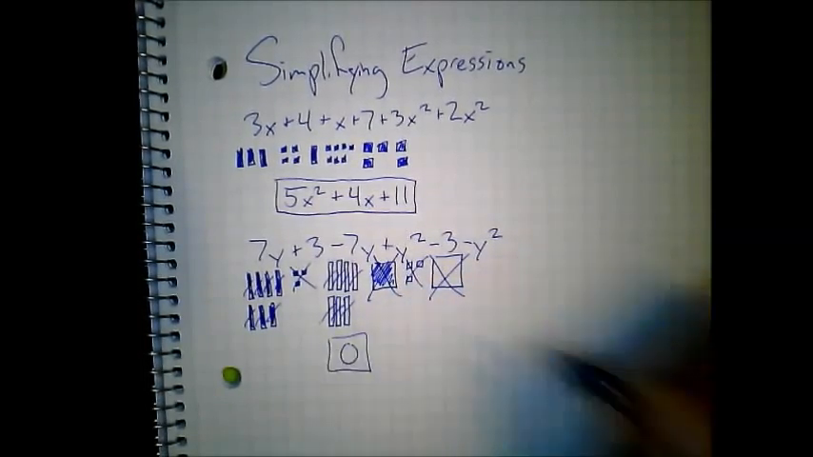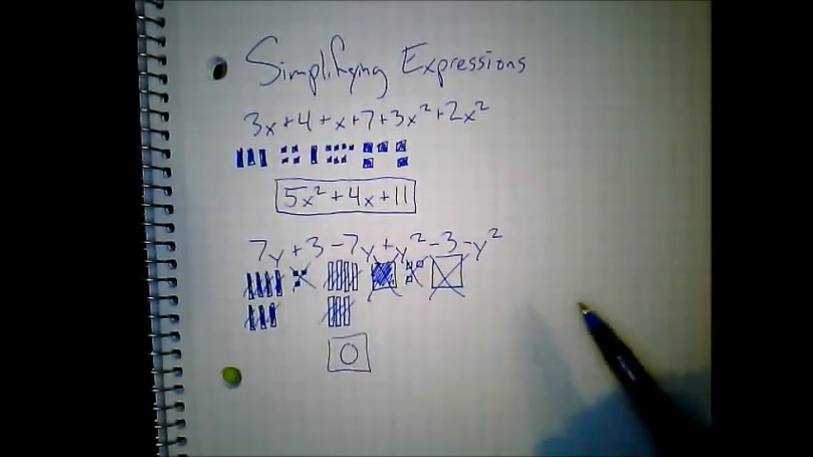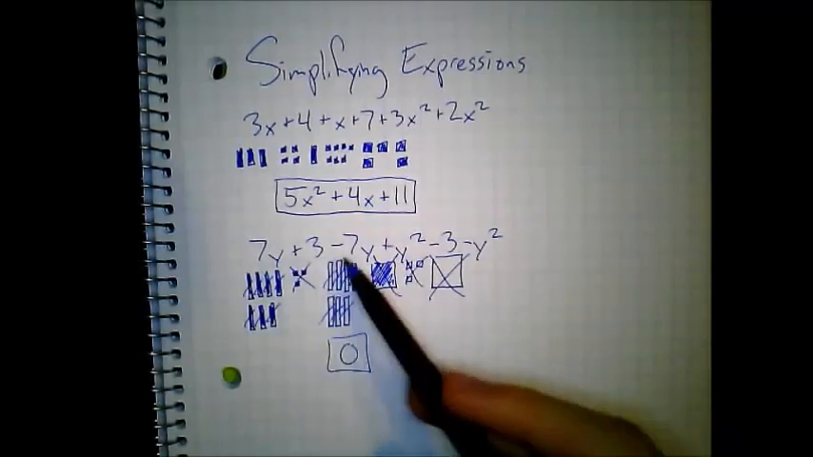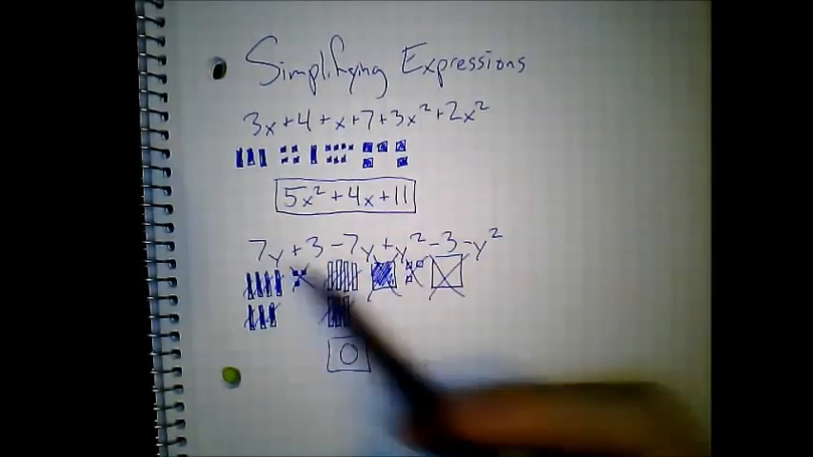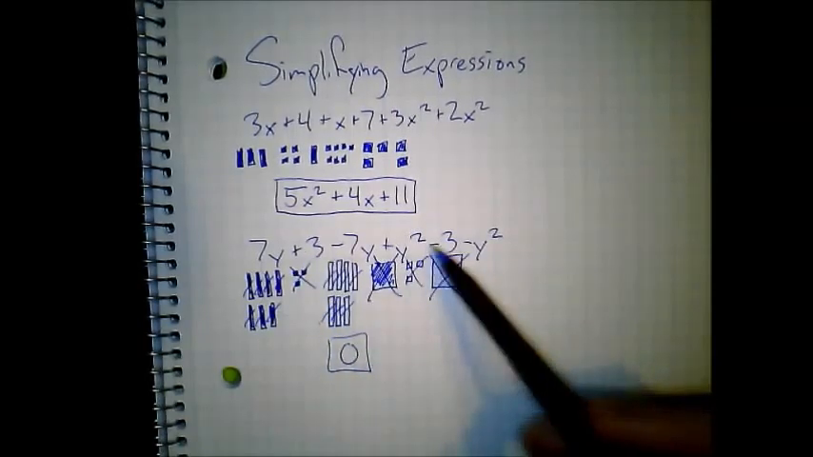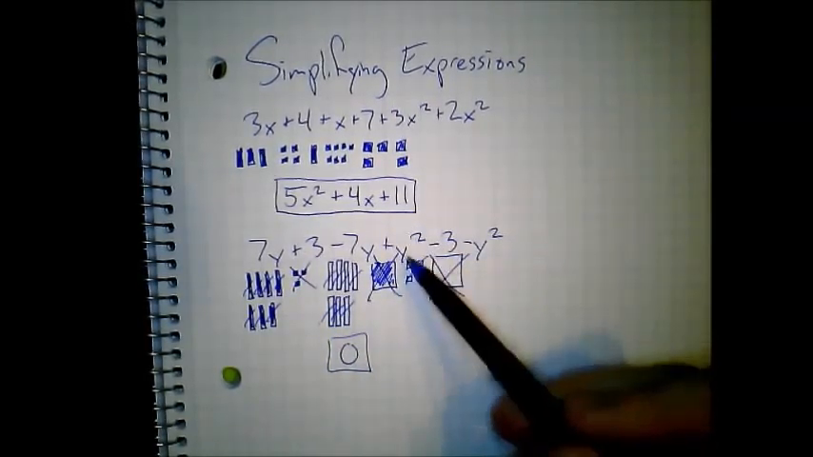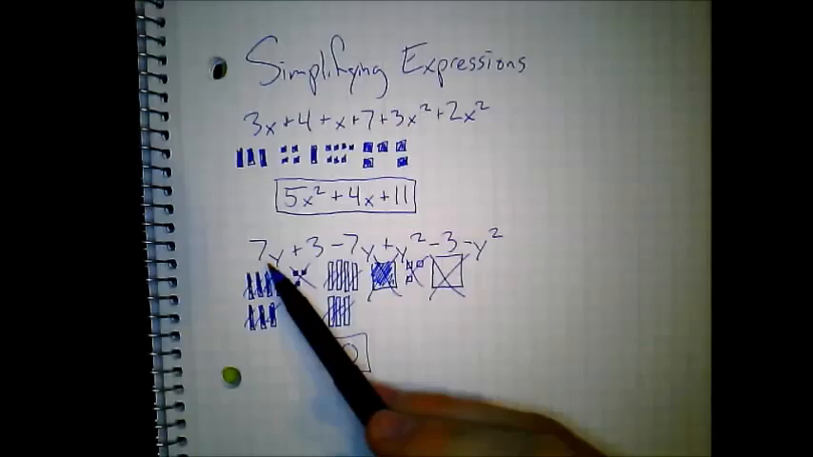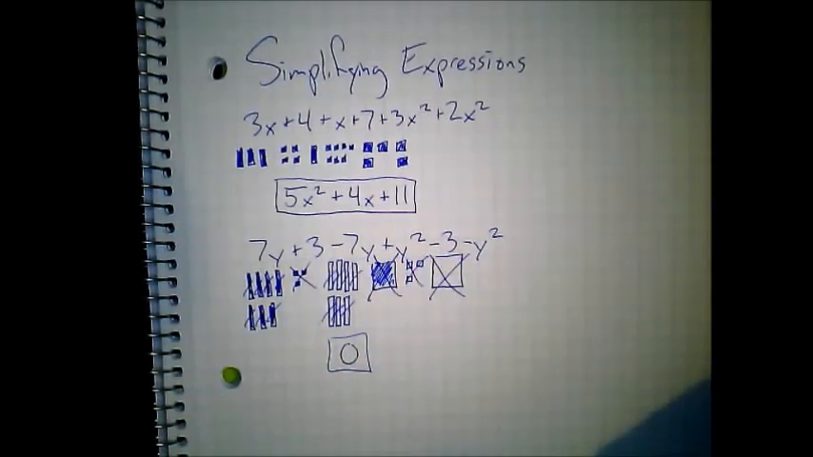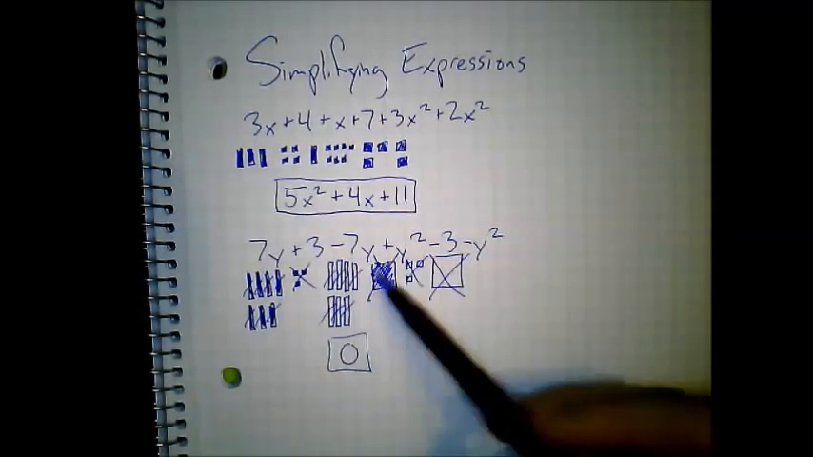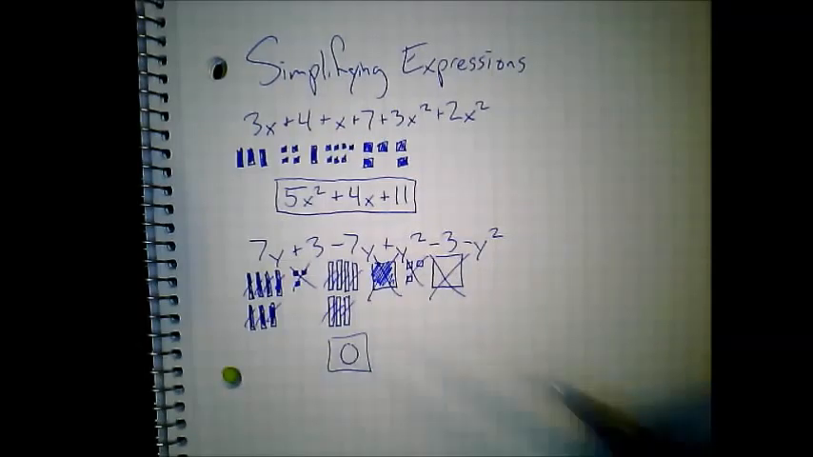Everything canceled out. Now let's look back at our expression and see if that makes sense. We have 7y minus 7y. That makes sense. That cancels out. 3 minus 3. That cancels out. And y squared minus y squared. So we can see in our expression that everything's going to cancel out. Just like we did by drawing, we saw that everything cancels out and we're left with nothing.